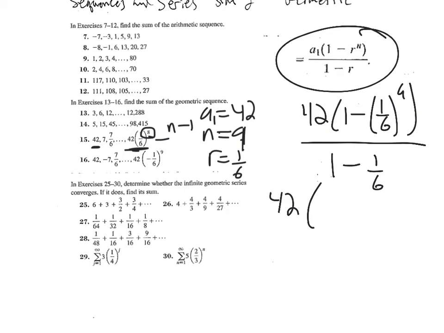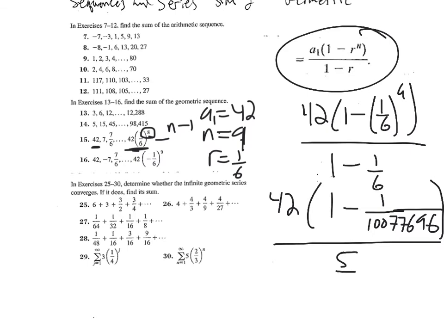Clear. Well, what's 6 to the 9th power? Let's do it that way. So that's going to be, like I said, some huge number. So that's going to be 1 minus 1 over 100,77696. Huge number. All over 5/6, right? So here's the shortcut.